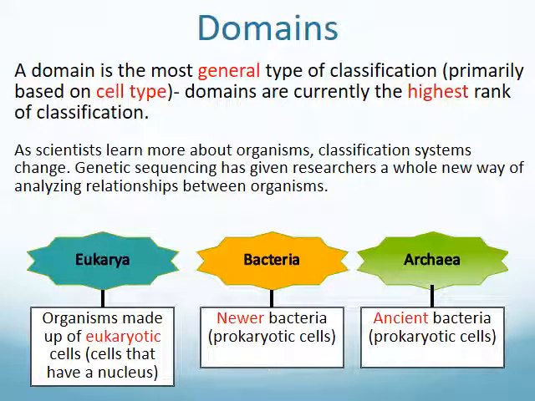So we look at the DNA, we look at the cellular level, and determine which category we need to put these organisms in. So we have three categories. We have eukarya, and that means that they are eukaryotic cells, and that means they have a nucleus. We have bacteria, and that's our new bacteria. Okay, so like E. coli, C. diff, that kind of thing. Those are prokaryotic cells.